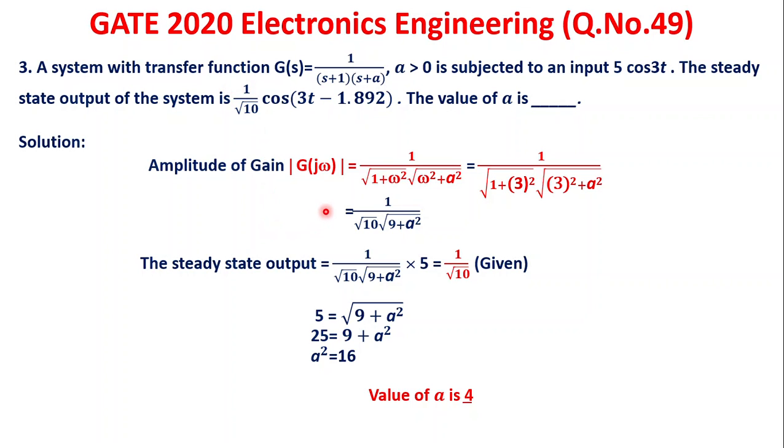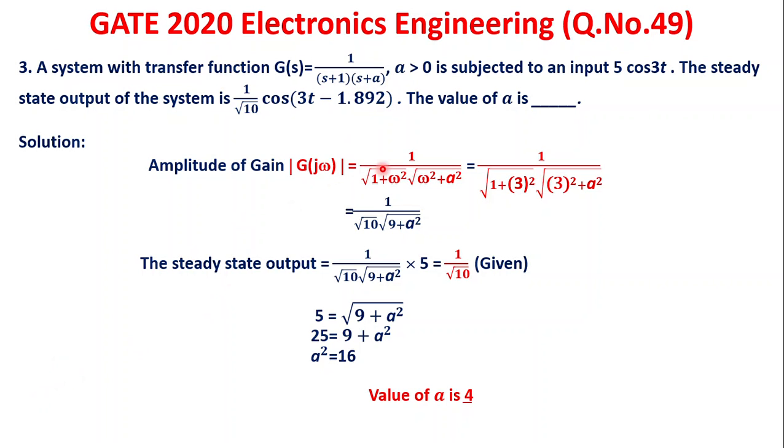Therefore, this amplitude of gain multiplied by the input magnitude 5 is equal to output, because output by input is gain. Therefore, output is gain multiplied by input. So gain multiplied by input is 1 by root 10, that is given. 1 by root 10 and 1 by root 10 cancel each other. So 5 by root of 9 plus a square equals 1. So 5 equals root of 9 plus a square. If you square on both sides, 25 equals 9 plus a square. So a square equals 16. So the value of a is 4. Therefore, we have 4.